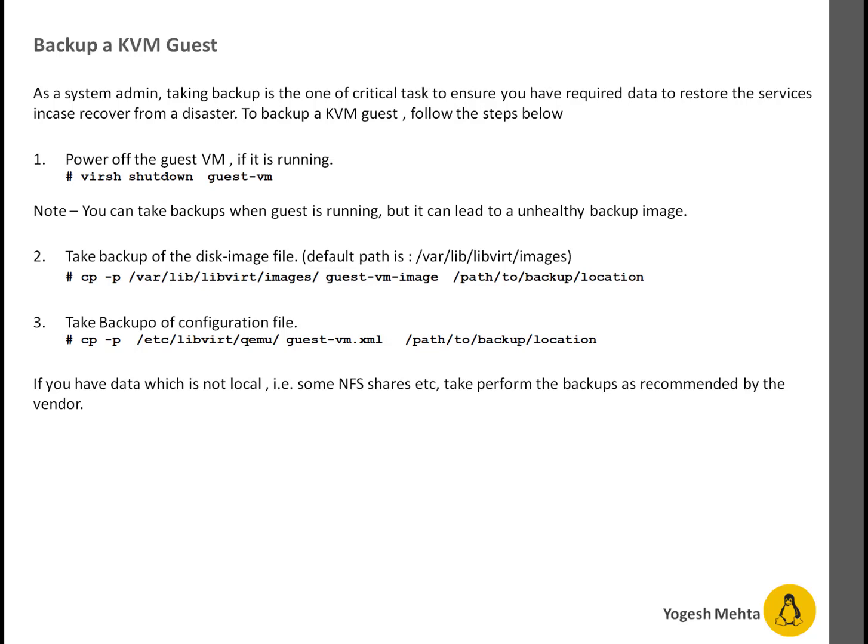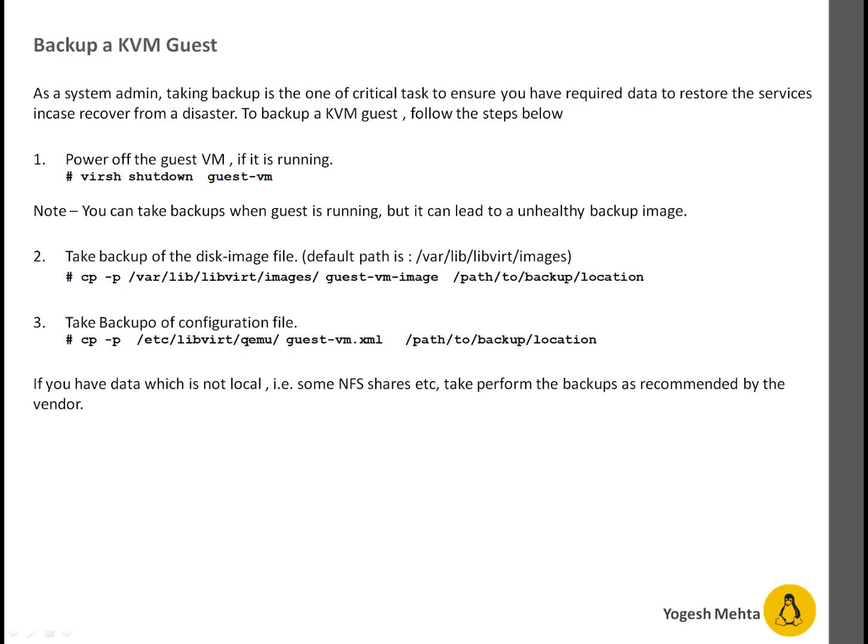Then you take a backup of your disk image file. That's very easy. You remember this path where all images are saved. So your image will be in this path. Just take a copy to your desired backup location. After that, just take a copy of the XML file also. The XML file is basically the configuration file for your VM.